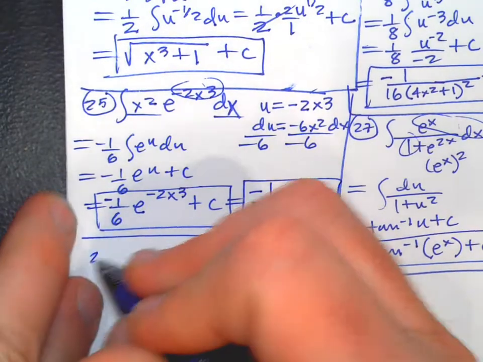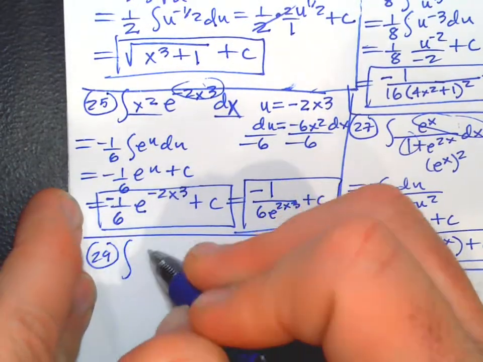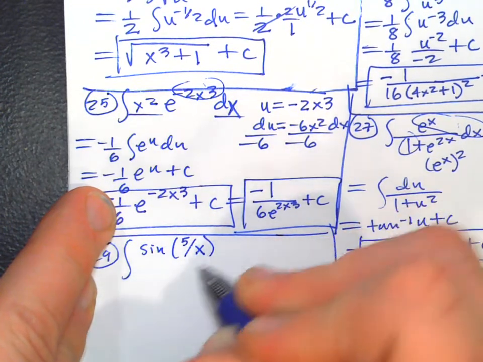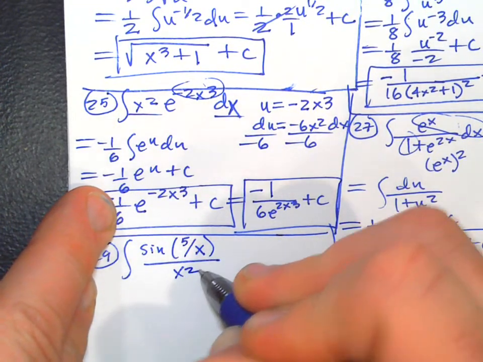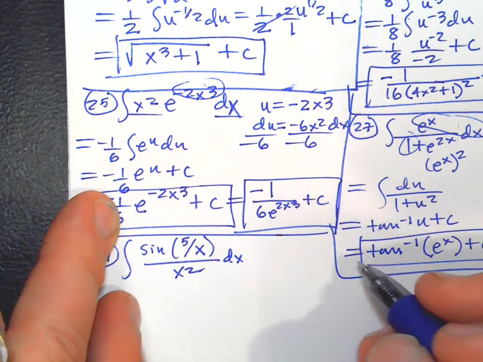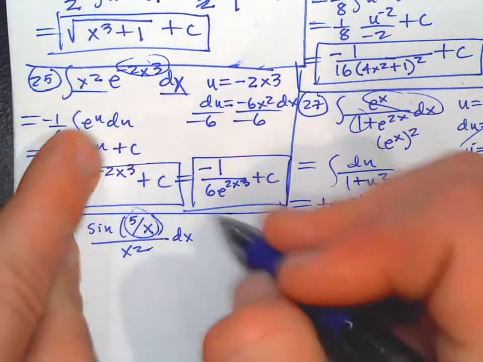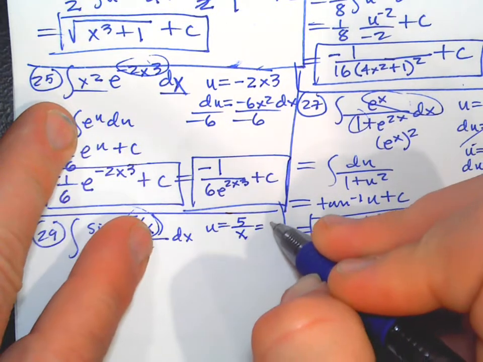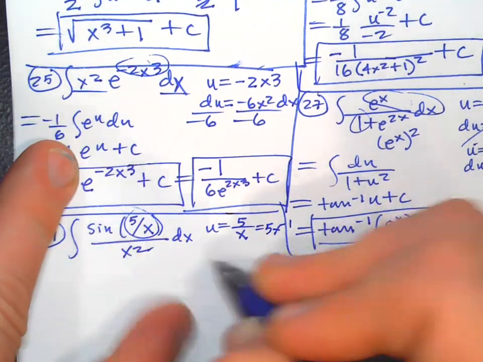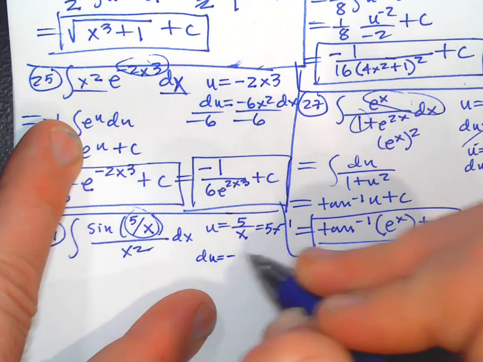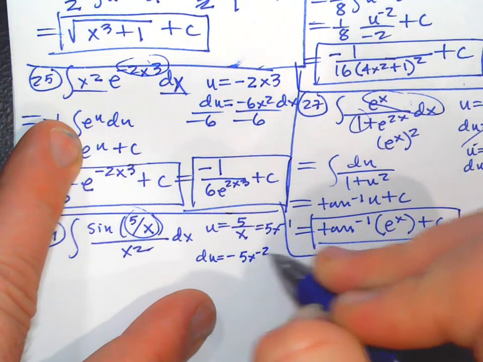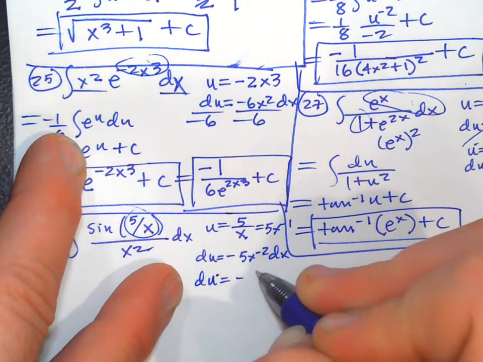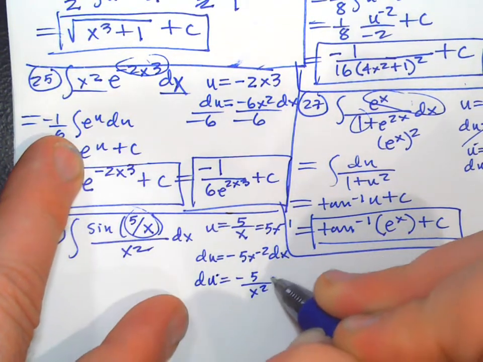29. Sine of 5 over x squared dx. Now, a lot of times you pick the denominator, but I'm going to say this looks more like the inner function. u equals 5 over x, or 5x to the negative 1. du equals negative 5x to the negative 2 dx, or you could rewrite it as negative 5 over x squared dx. Oh, that works really good.